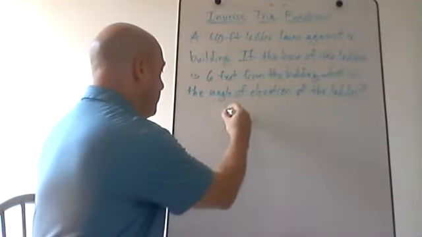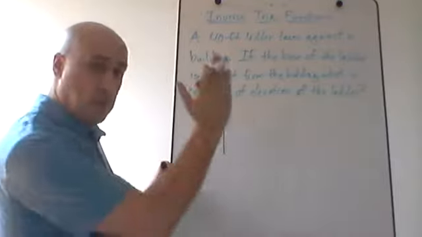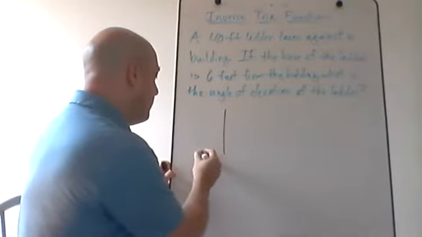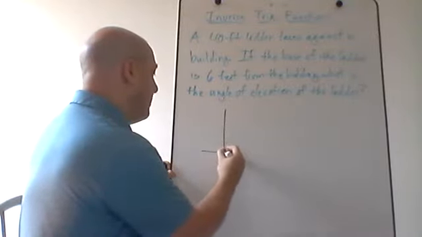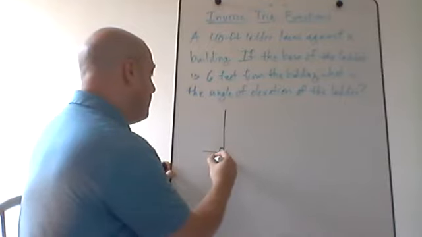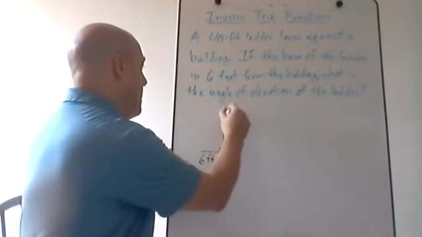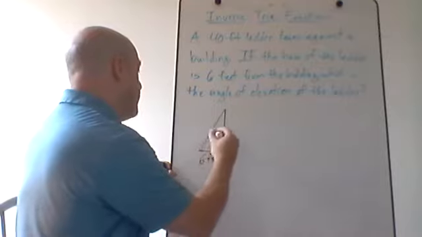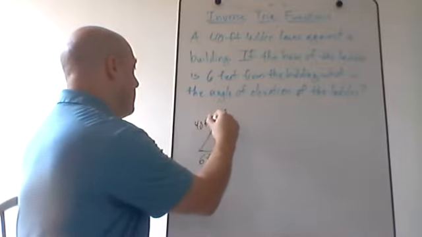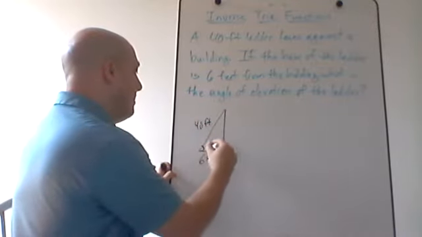All right, so I have a building. We're assuming it is perpendicular, straight up and down. We have a ladder leaning against it. The base of the ladder is 6 feet from the base of the building, and then the ladder itself is 40 feet long. And we want to know the angle of elevation of the ladder.